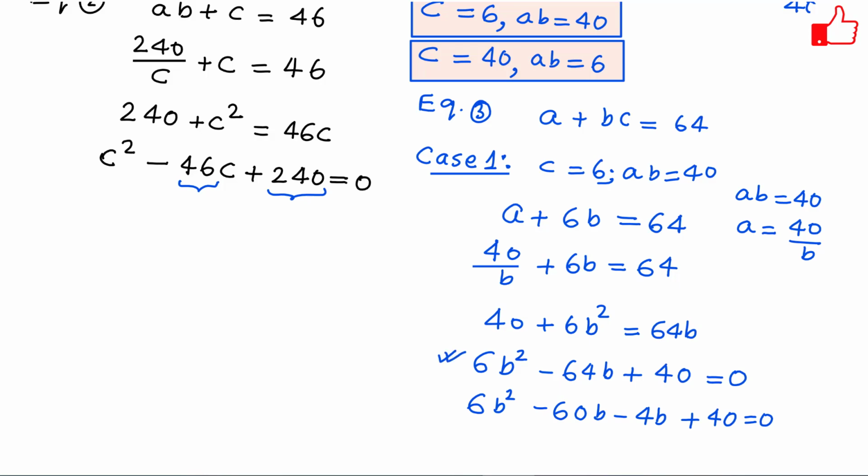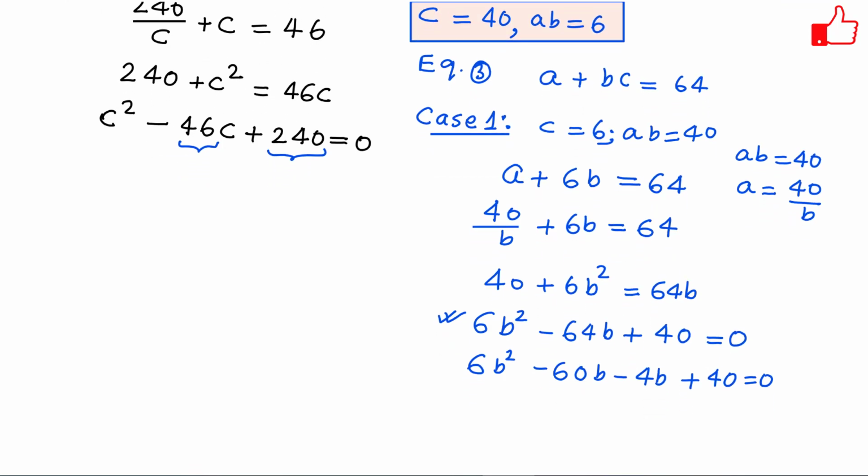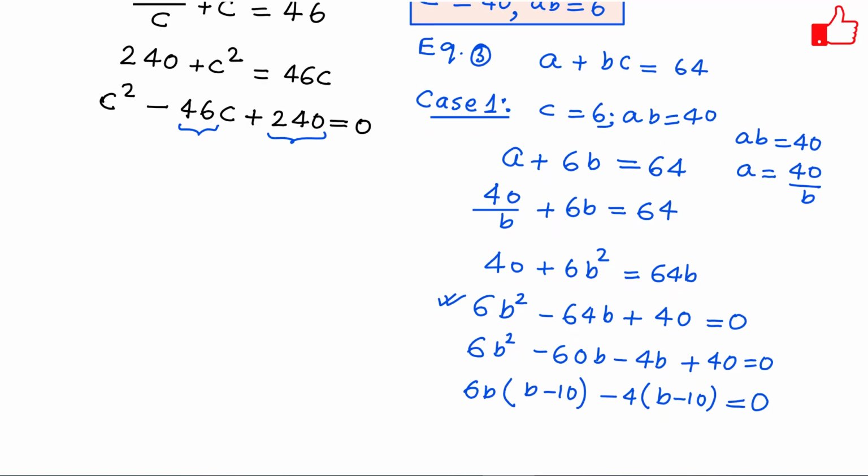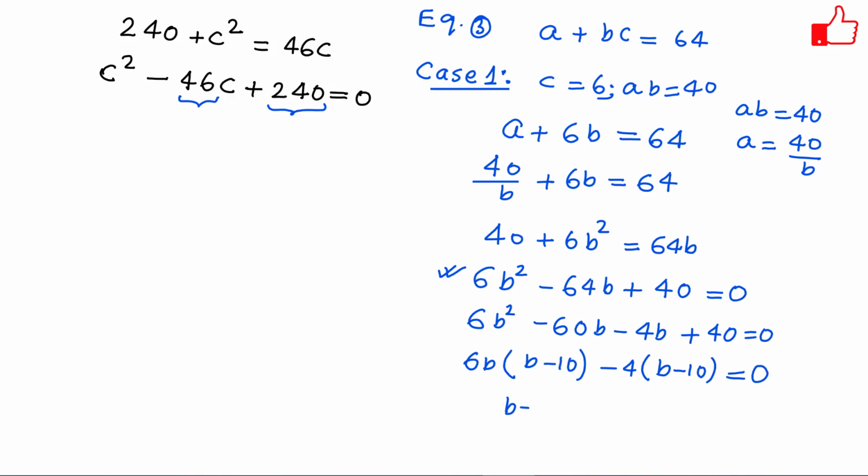So this is a quadratic equation. You can solve either using factorization, or if you want you can use the direct formula for quadratic equation solutions. Now you can take 6b common here, so you will have b minus 10, and you can take minus 4 common, then b minus 10. This is equal to 0. So this becomes b minus 10 times 6b minus 4 is equal to 0.